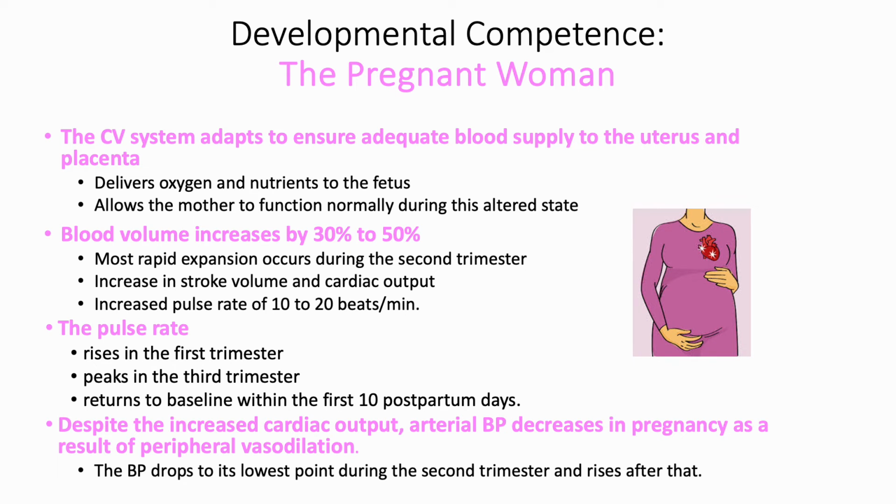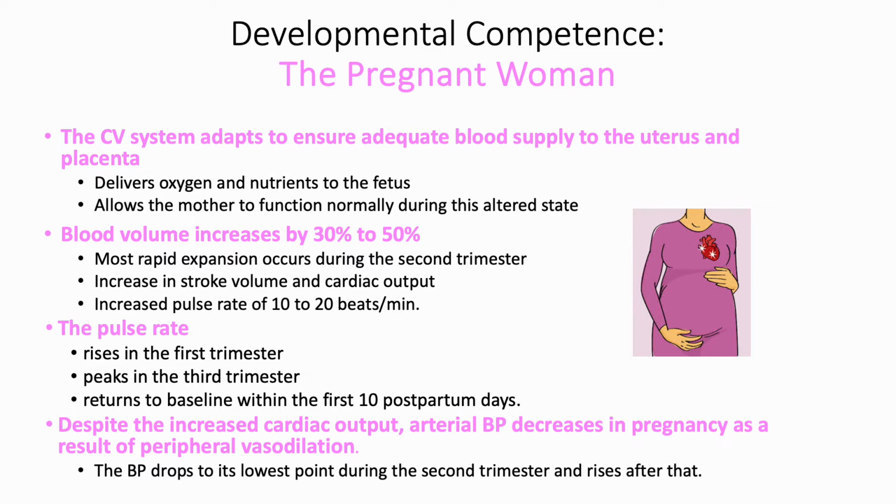Now let's talk about the differences of the cardiovascular system during pregnancy. It's really amazing how adaptable our cardiovascular system really is. And it's going to ensure that not only are we going to have enough blood for ourselves as a pregnant mother, but we're going to have enough blood supply to the uterus and the placenta. It's very important to deliver oxygen and nutrients to the fetus, and it will allow the mom to function normally during this pregnancy state.